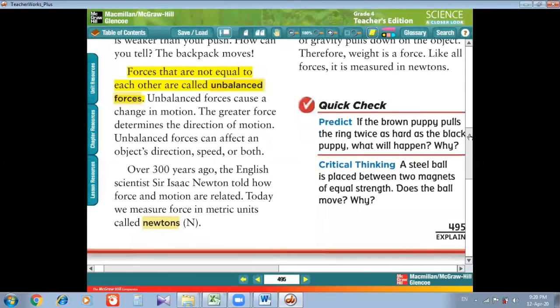Over 300 years ago, the English scientist Sir Isaac Newton told how force and motion are related. He was a very great scientist. He explained the relation between force and motion. Today, we measure force in metric units called newtons. The unit of force in the metric system is the newton, symbolized as capital N.